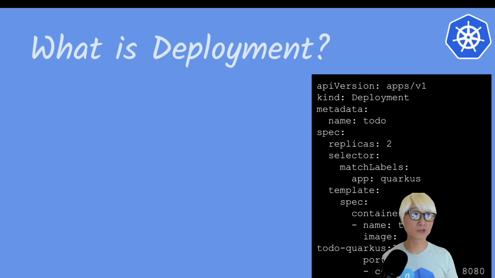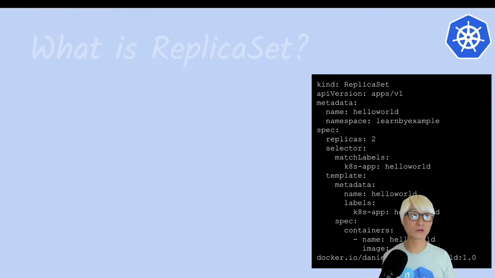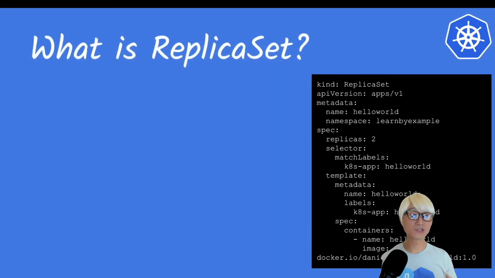on your Kubernetes cluster. One interesting part of your Deployment is that you can specify the replicas, which means how many containers will be running as a desired state. So once again, the Deployment is a declarative update for pods and ReplicaSets, and then you can specify your desired states. So what is the ReplicaSet?